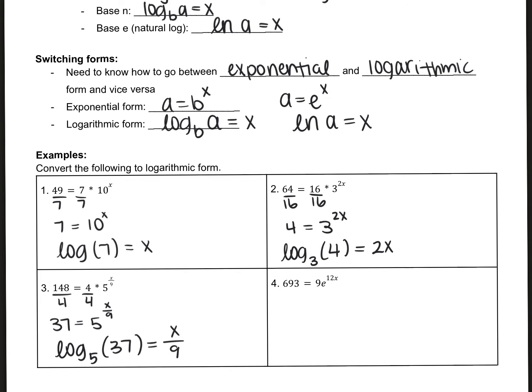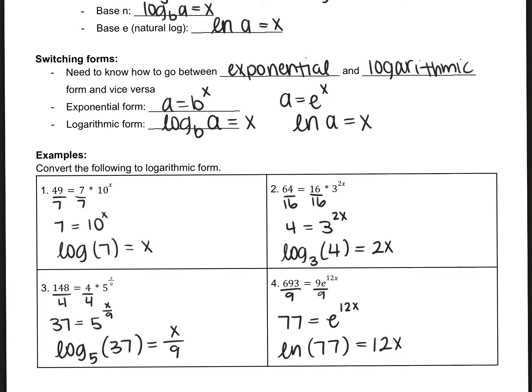Our last example, 693 equals 9e to the 12x. So again, first thing I'm going to do is divide by 9. We get 77 equals e to the 12x. I'm going to use natural log here, so it's going to be the natural log of 77 equals 12x.